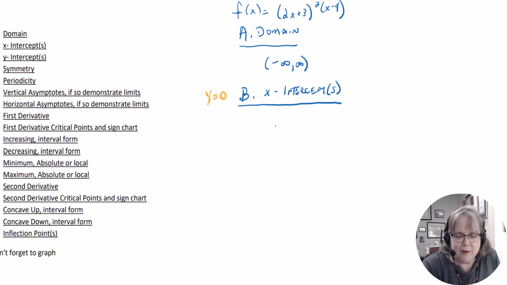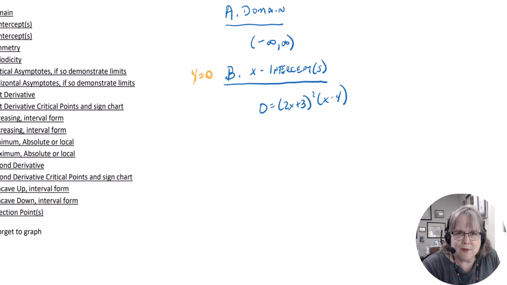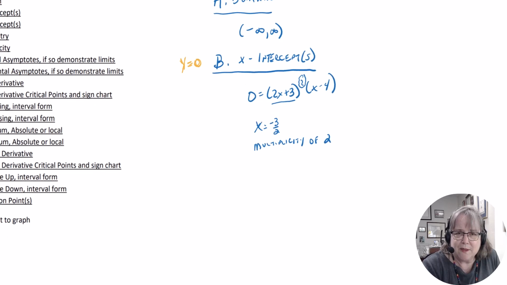So you would say 0 is equal to (2x + 3) squared times (x - 4), and then you would see where this was equal to 0. From this first term, you would get x equal to minus 3/2, right? Now, this is actually there twice, right? This 2x + 3 is actually there twice. And somewhere back in college algebra, you probably learned about multiplicity, which is how many times something is there. And this has a multiplicity of 2.